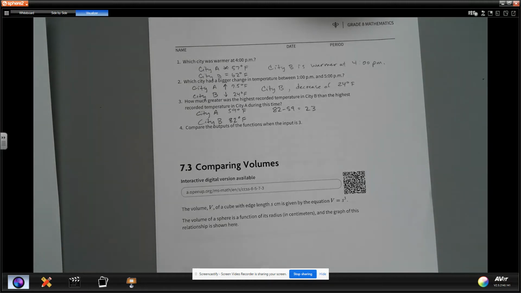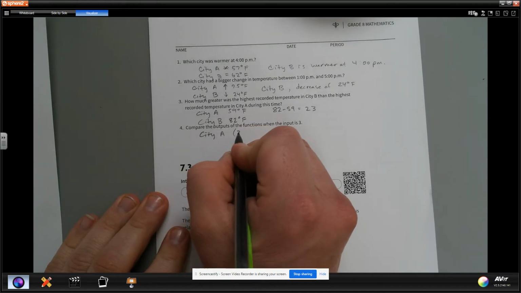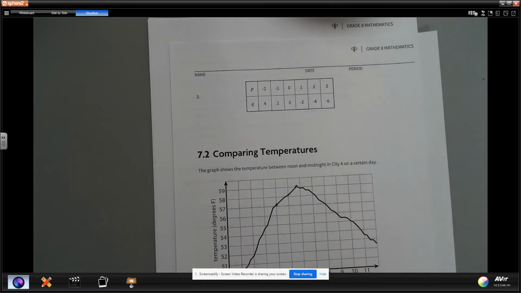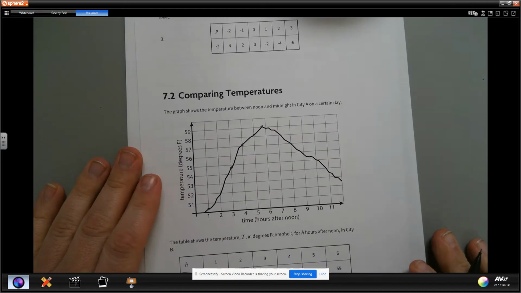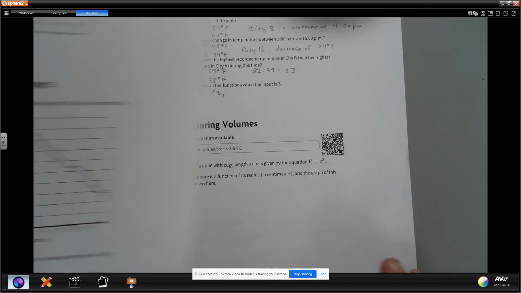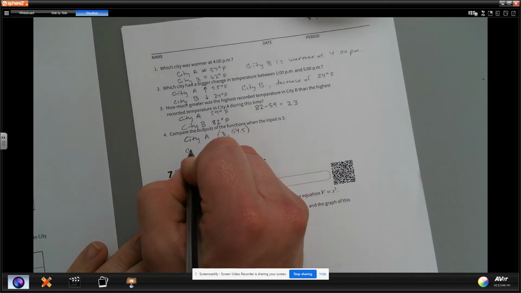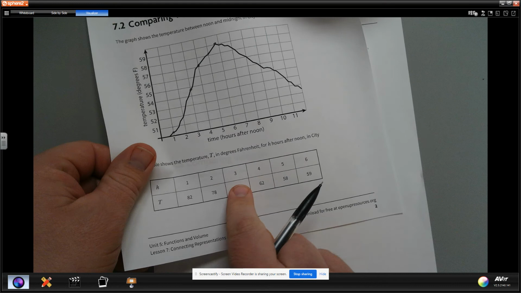Now compare the outputs of the function when the input is 3. For the first function, city A, when the input is 3, the output is just a little bit less than 55. So we'll go ahead and call that 54.5 just to estimate it. And then when we look at city B, when the input is 3, we get 75 degrees.